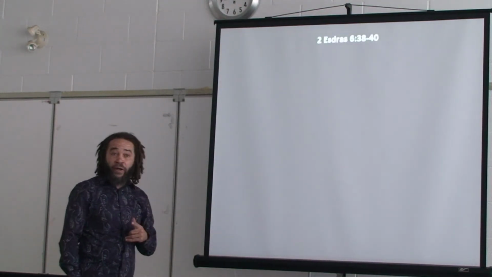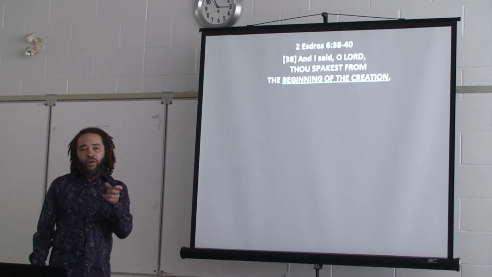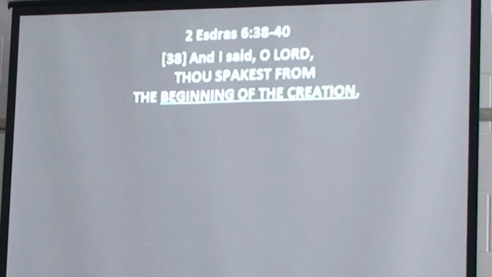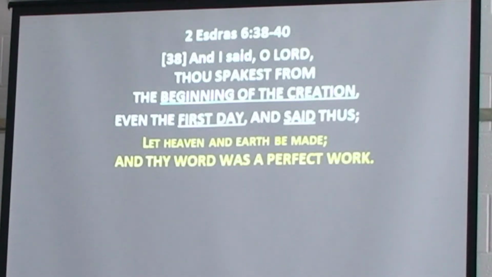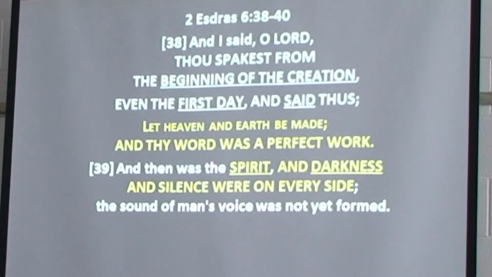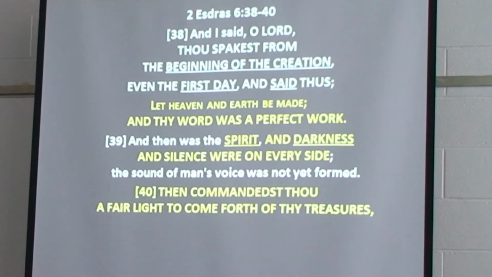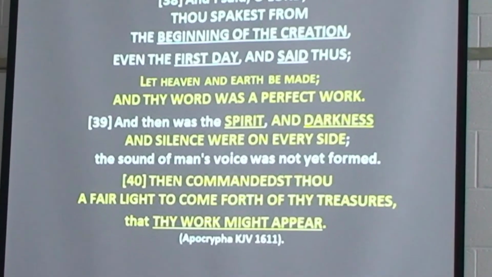Look at this, Second Ezra from the Apocrypha. A nice scripture. I didn't change the name Ezra, I just left it at the KJV. So if you see Lord, you say Yah, whatever you understand it to be, or you say Lord or whatever. It's up to you. "And I said, O Lord, thou spakest from the beginning of the creation, even the first day, and saidst thus: Let heaven and earth be made; and thy word was a perfect work. And then was the spirit, and darkness and silence were on every side; the sound of man's voice was not yet formed. Then commandedst thou a fair light to come forth of thy treasures, that thy work might appear."